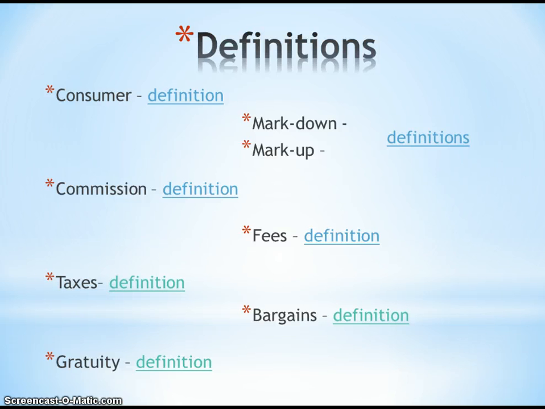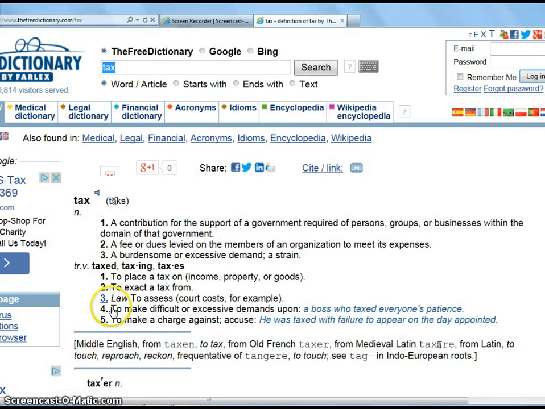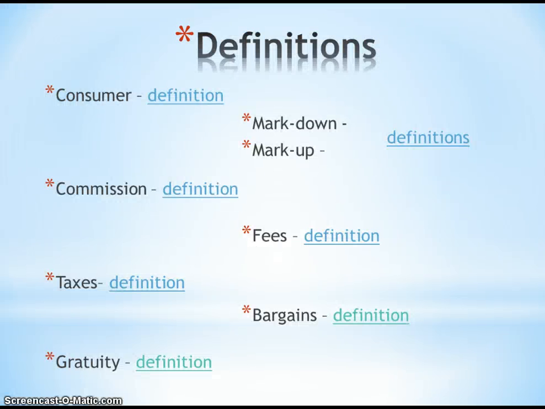You have taxes. Now there are multiple different types of taxes, but we will go over the overall general definition. So a tax is a contribution for the support of a government required of persons, groups, or businesses within the domain of that government. All these taxes that we are paying, they go to support the government. So a tax supports the government. And everybody has to pay tax, so the business makes the customers or the consumers pay a tax to pay to the government. So what are some different taxes you guys can think of? Go ahead and list those.